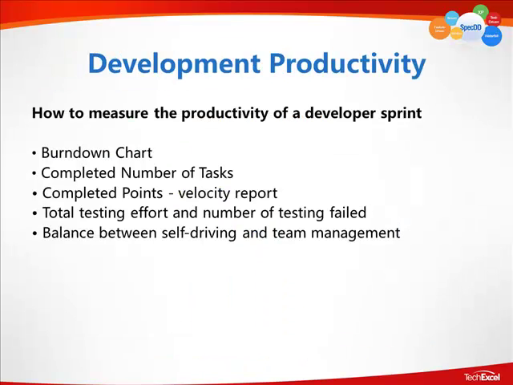A few other ways to measure the completed points. This is done through the velocity report, kind of a mirror image, if you will, of the burn down chart. Velocity report should be going from lower left to the upper right, in that the number of completed points is more and more as the sprint finishes.